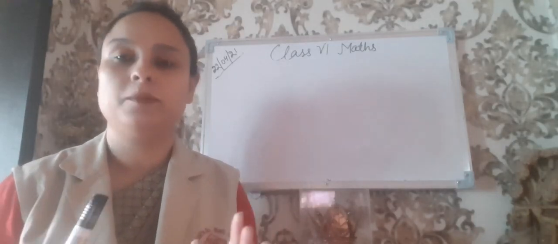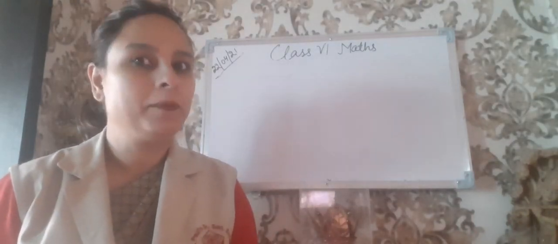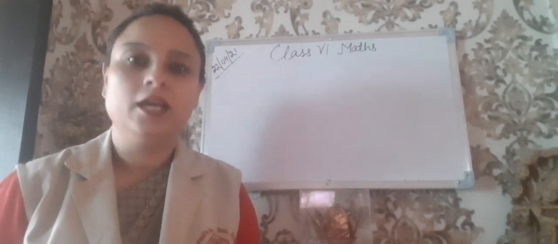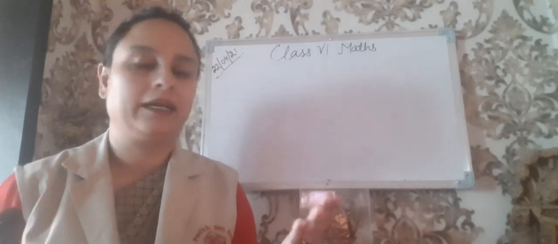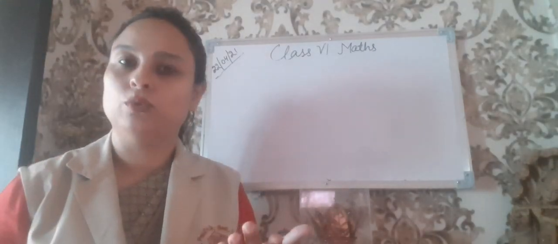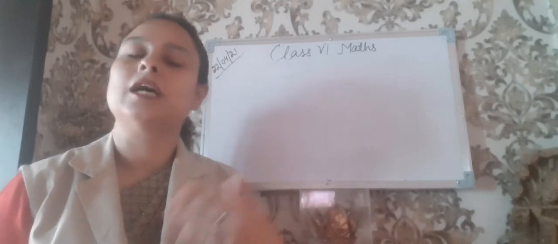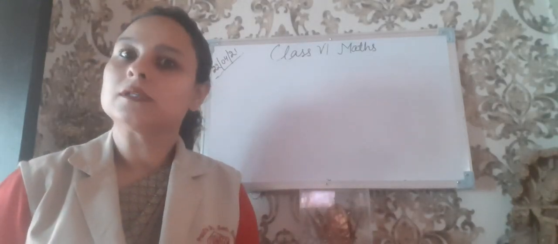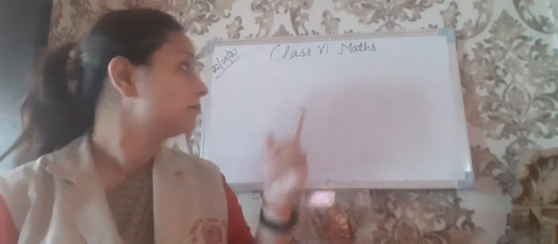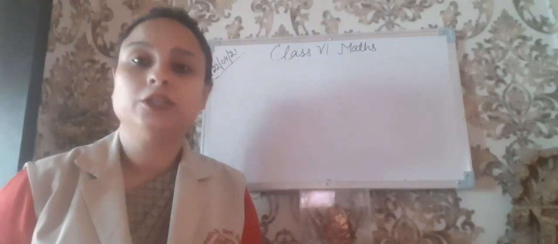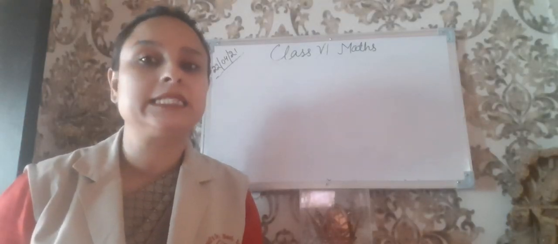First of all, we'll talk about what we are doing. We are doing the chapter Playing with Numbers, right? In this chapter we are learning about factors and multiples, what is the difference between the two, how we find the factors, how we find the multiples, all of that. I also gave you some simple homework yesterday. Yesterday we also started a new topic, that was divisibility tests.